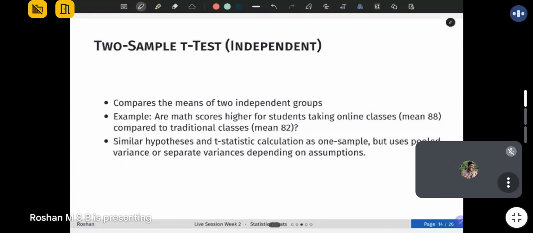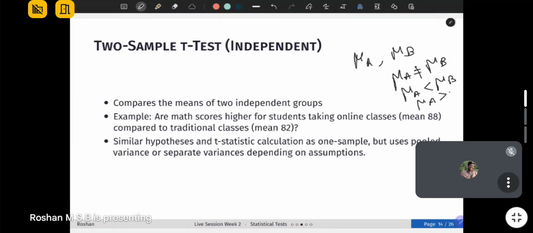For the two sample t-test, you have two different groups. One is A, one is B. My null hypothesis will be that there is no difference between these two groups. And again, based on whether it's one tail or two tail, you can form the alternate hypothesis, whether it's not equal to, or greater than, or less than. This is how you frame hypotheses in the case of the two sample t-test. You have two different groups.